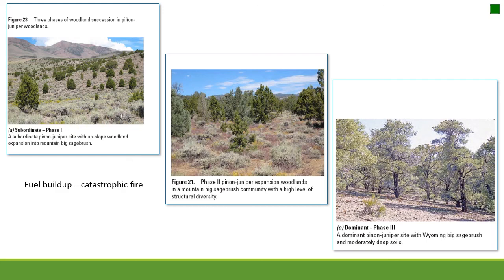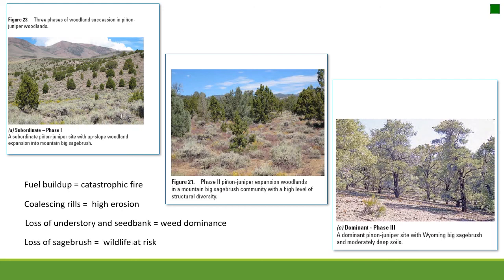When you get to phase three, that's an ecosystem that is completely dominated by the pinyon juniper type, and there's very little understory. Very little sagebrush in the understory, and then erosion becomes a problem because there's not much holding the soil down. So you'll have this coalescing of rills and very high erosion rate when you get to phase three. The loss of understory and the seed bank can also lead to weed dominance in this ecosystem, and the weed of greatest concern would be red brome, and it really creates wildfire risk once you get to an area where those annuals start to move in.